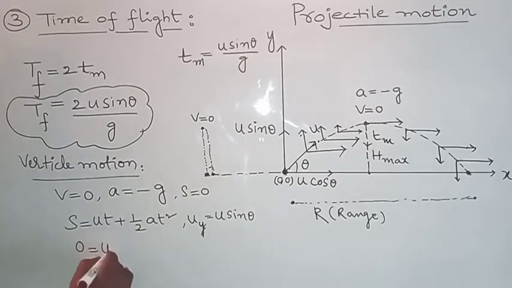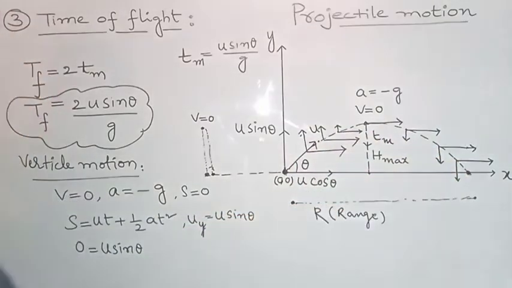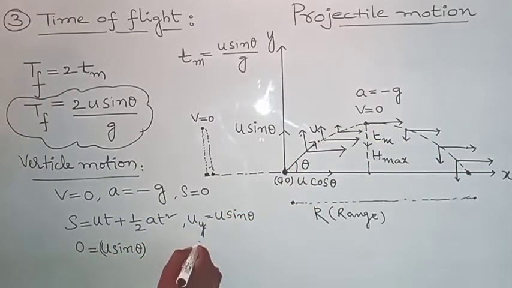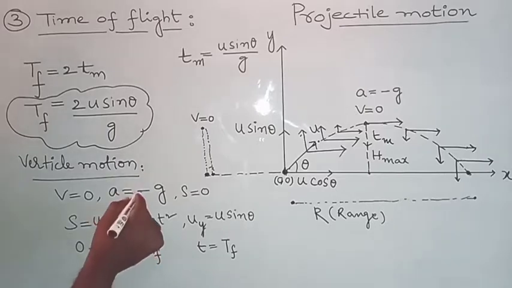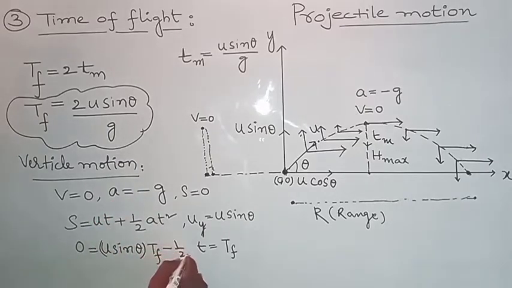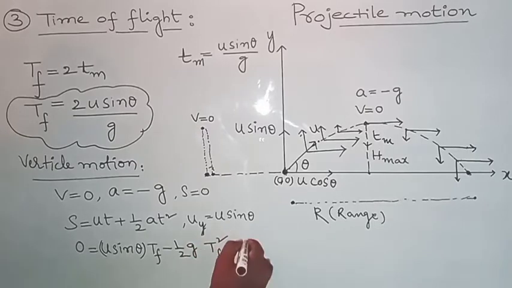You substitute u sin theta, and the time from here to here is the time of flight. The time we are considering is time of flight, take it as TF. Then plus half into minus of acceleration due to gravity, we are taking minus g, plus half into minus g t square. Here t means TF square, the time of flight we are considering TF.